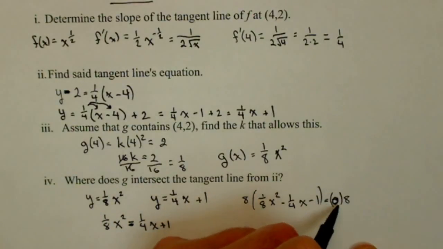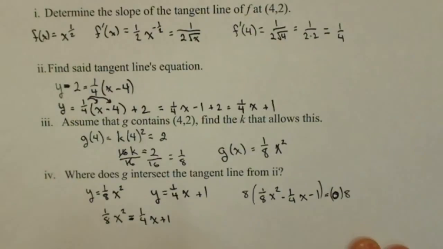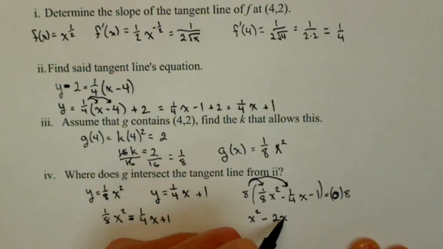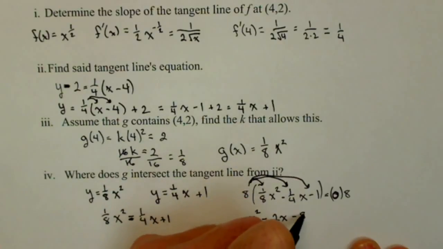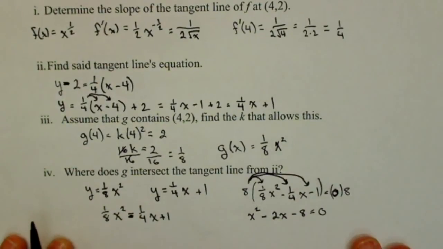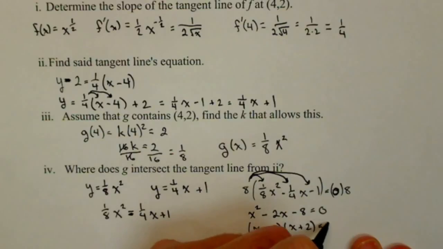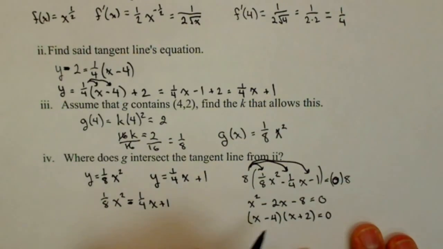Essentially I'm doing that to both sides, but because this is 8 times 0, it won't change anything. So I'm not going to change the zeros of my function. What I will do is get rid of the fractions, because 8 times 1/8 is 1, so I get x squared. 8 times negative 1/4 is negative 2x. And finally, minus 8 equals 0. And now, this is something that will factor into x minus 4 and x plus 2. And I get two values from this. I get x equals 4 and x equals negative 2.